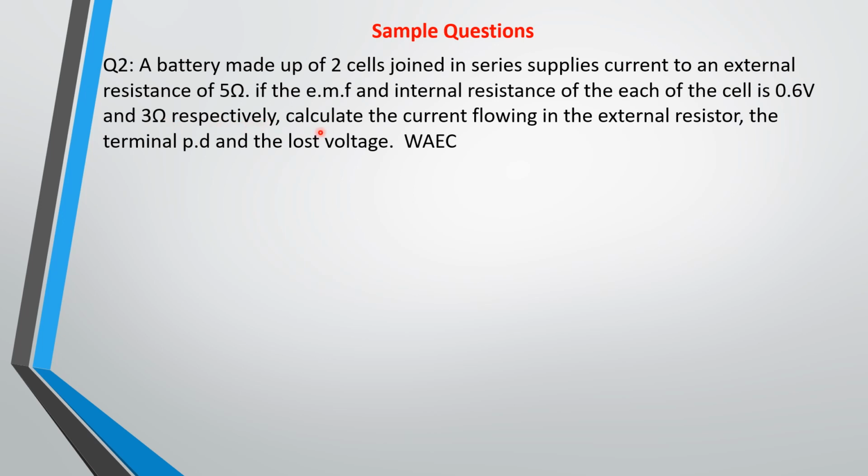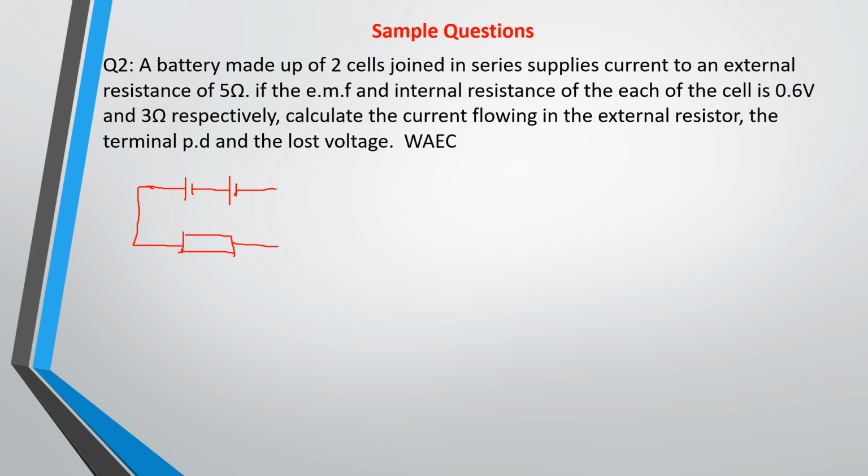Are you following? The question says calculate the current flowing in the external resistor, then the terminal PD and the loss volts of this setup. So I would like that we first of all represent this in a drawing, right? As we drew in the other case, please pardon my drawing. It said that the cells are connected in series, so I'll try to draw that in series. Please don't mind my lines. They might not be too straight, but please just get the information that you need from this.